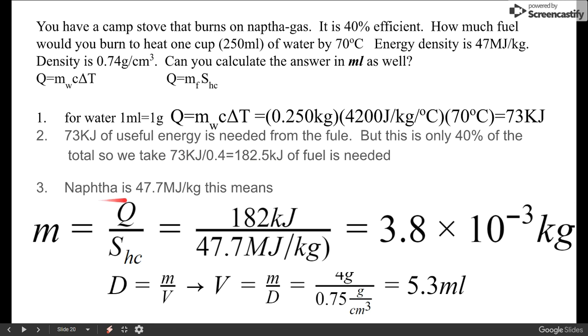At 47.7 megajoules per kilogram, the mass of fuel we're going to need is the energy that we want divided by the energy the fuel itself provides per kilogram. And we get 3.8 times 10 to the minus 3 kilograms. That's 3.8 grams. So the density of the liquid can be used to solve for volume, mass over density, and we get 5.3 milliliters of camp fuel.